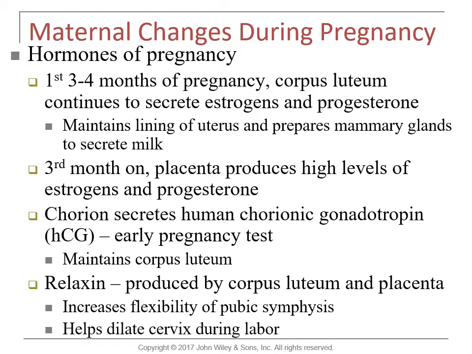Relaxin is a hormone produced first by the corpus luteum of the ovary and later by the placenta. It increases the flexibility of the pubic symphysis and helps dilate the uterine cervix during labor. Both of these actions ease the delivery of the baby.